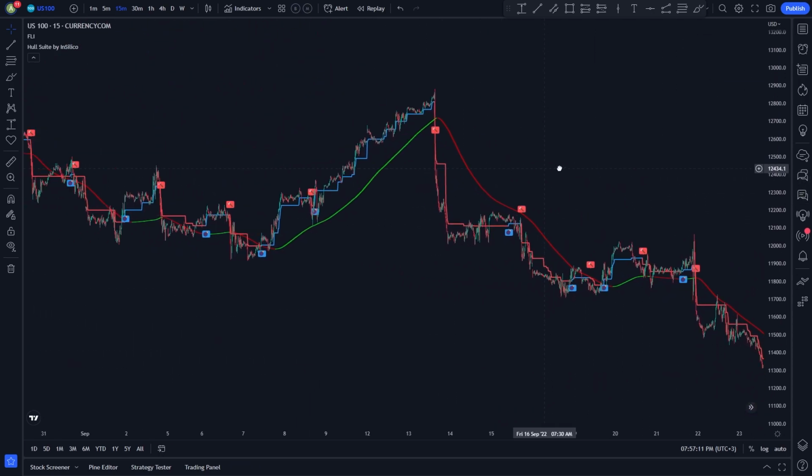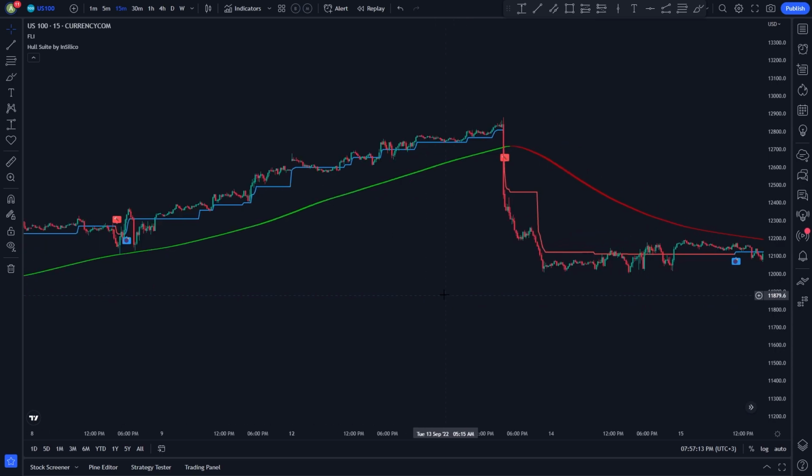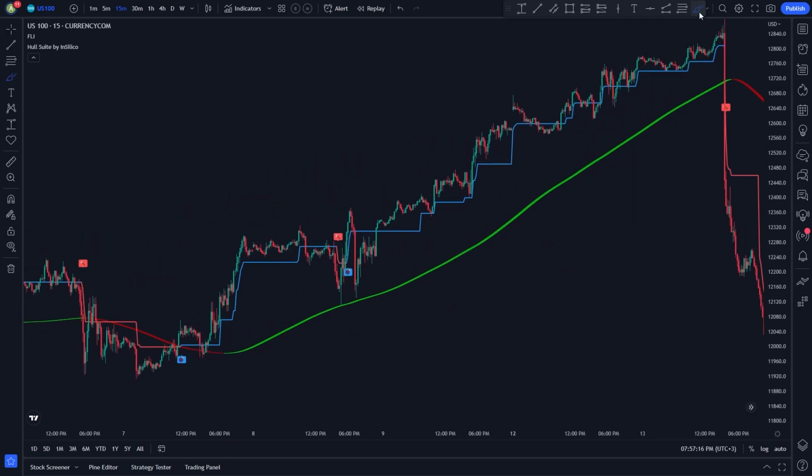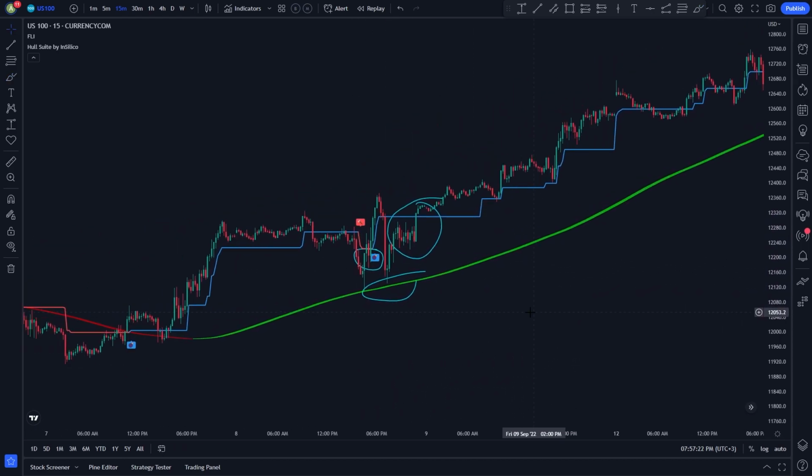We will begin by outlining the rules for entering a long position. The first rule is that the Hull Suite line must be green, and the price must be trading above it. The second rule is that a buy signal must be issued by the follow line indicator.